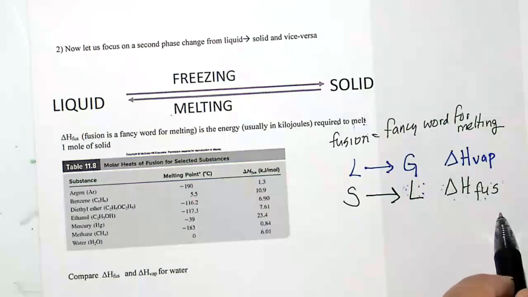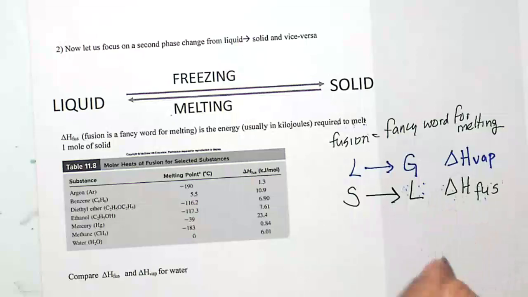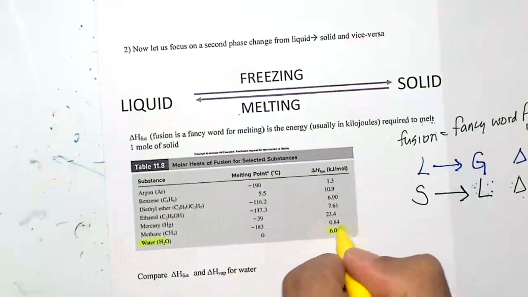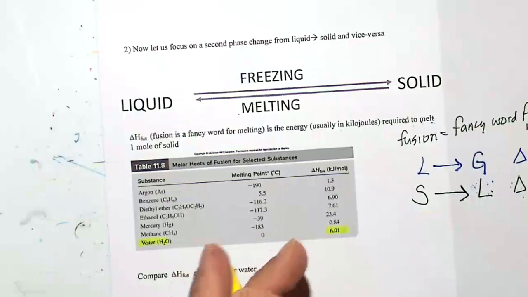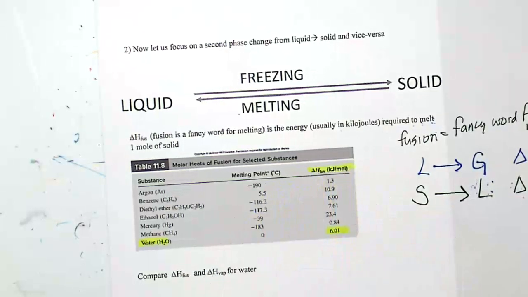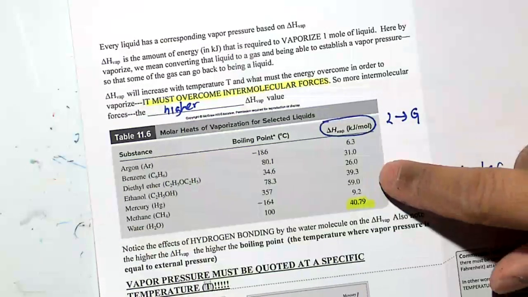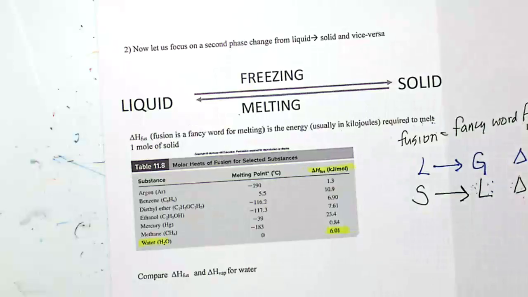All right, so this is to melt 1 mole, and that's the delta H fusion. Let's do the same thing for water. For water, you don't need to memorize this, but it's about 6.01 kilojoules per mole to melt 1 mole of water. To vaporize 1 mole of water, it takes 40.79 kilojoules per mole. Delta H vaporization and delta H fusion.